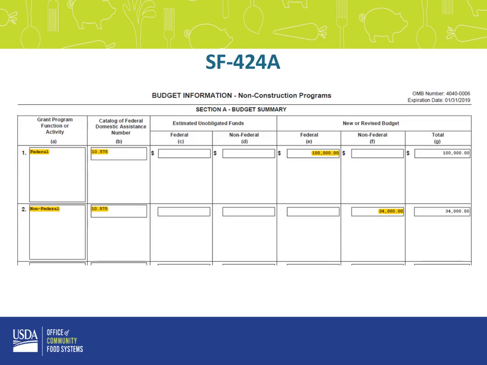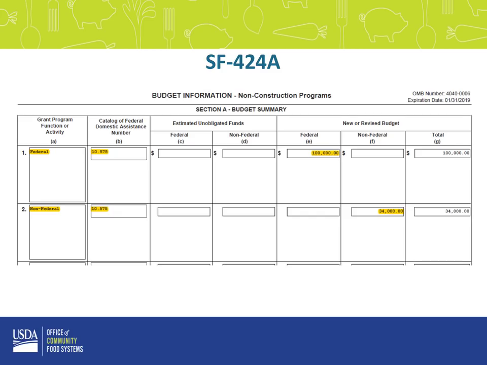So if you have magnifying glasses, you can see over to the right in the yellow highlight under the federal column, it says $100,000. And then the next line, down one line and over one column, is non-federal, and that is $34,000, which is the approximate amount of match you would need to request $100,000 from FNS. Everything that's highlighted in yellow is stuff that I actually physically typed into this form. You can see on the far right that it will total it for you.